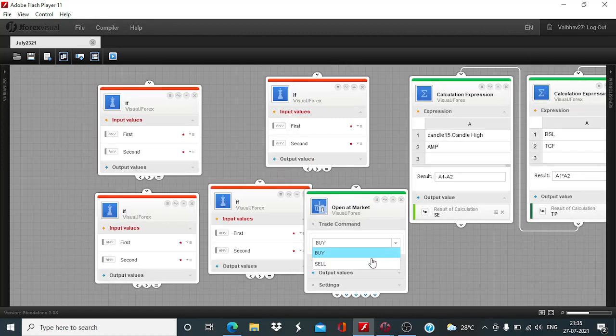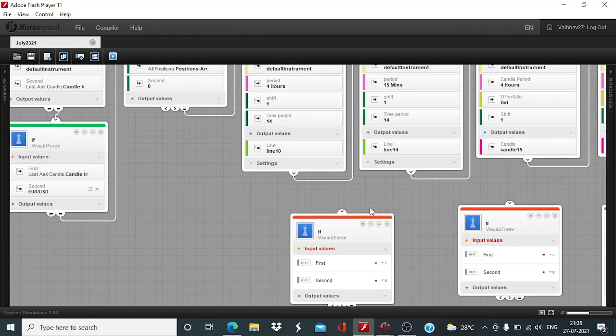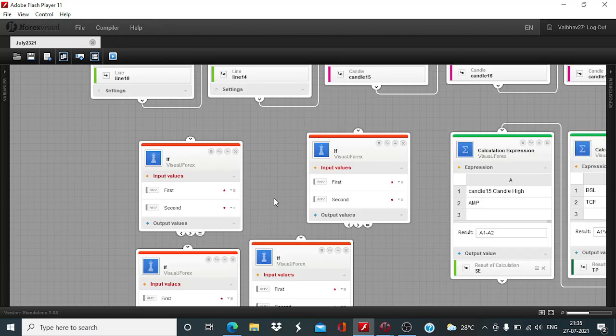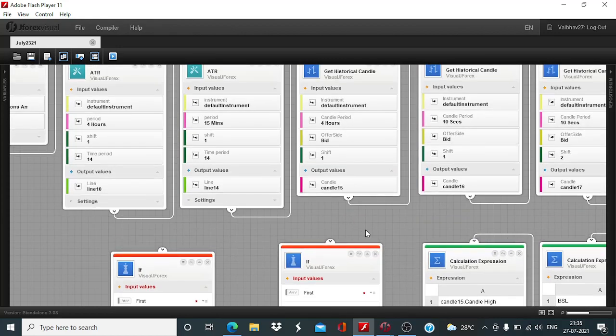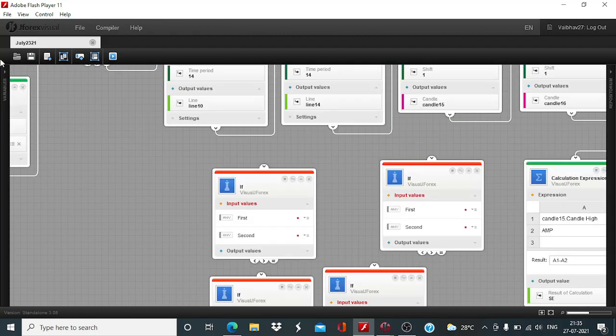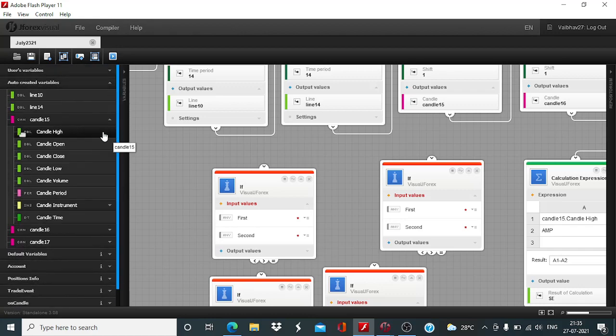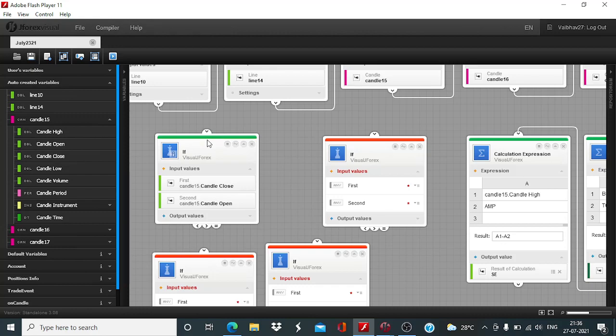This will be a sale order. First thing first, we will need candle 15 to have closed lower. Its closing value needs to be lower than the opening value. First input is going to be candle 15 candle close, and second input candle 15 candle open. First input less than second input.